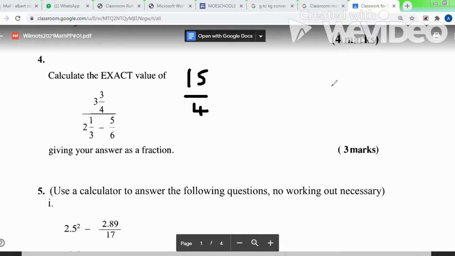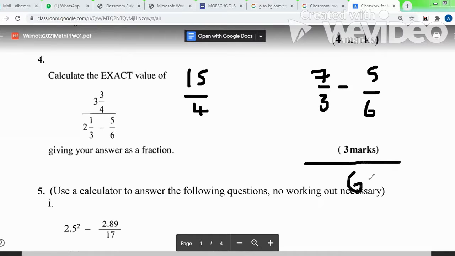And plus 1, 7, so it's 7 over 3. Then we have 5 over 6. And the LCM here is actually 6. So 3 into 6 goes 2. 2 times 7 is 14. 6 into 6 goes 1. 1 times 5 is 5. So we get 19 over 6.